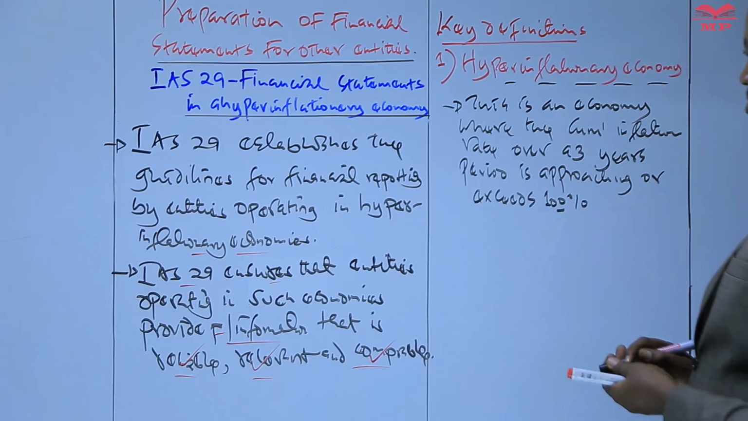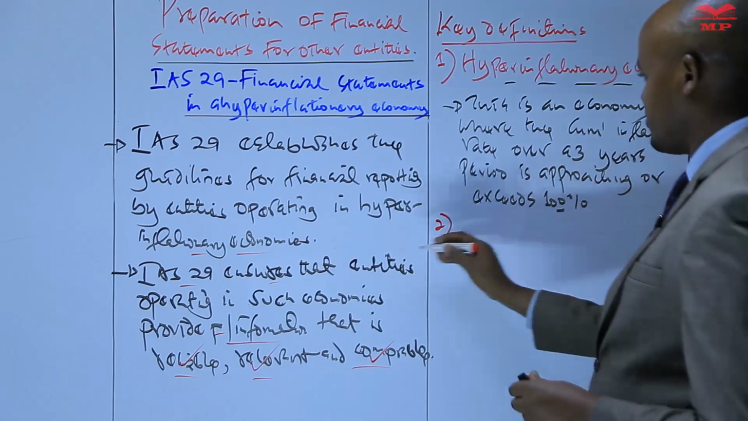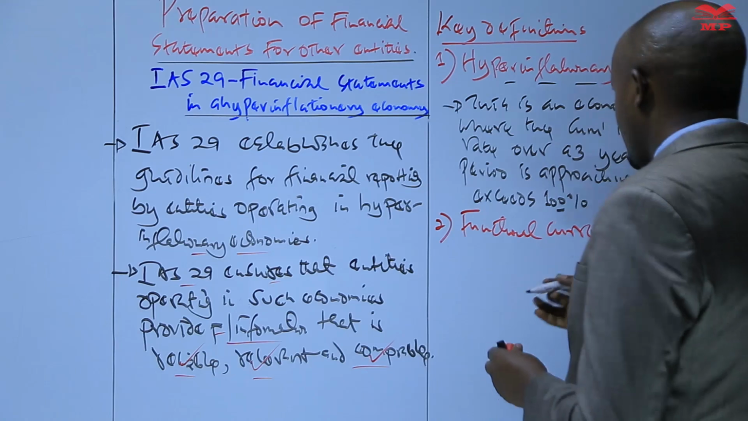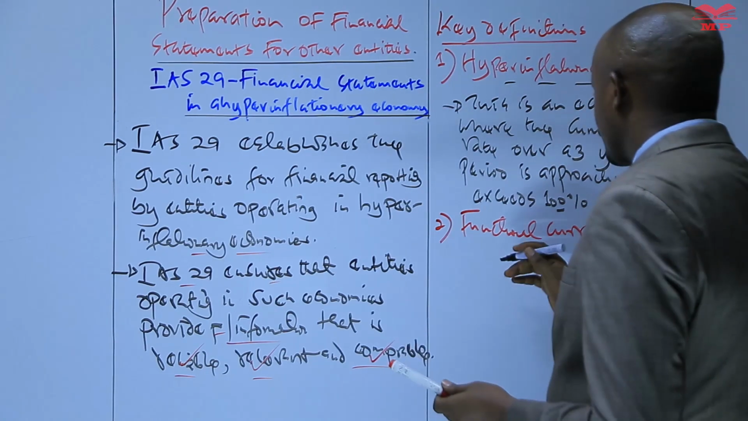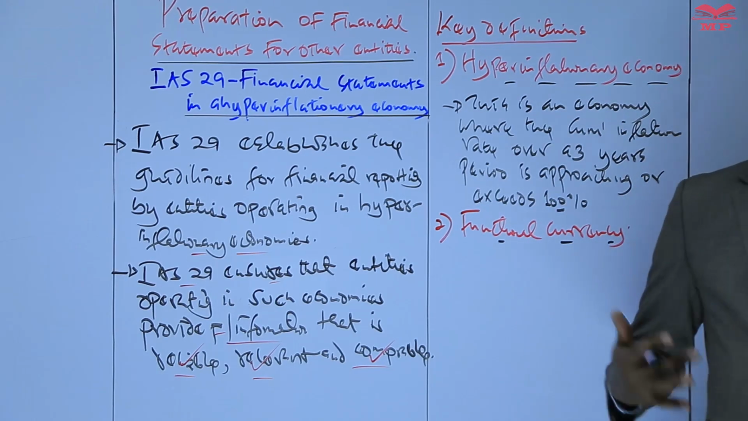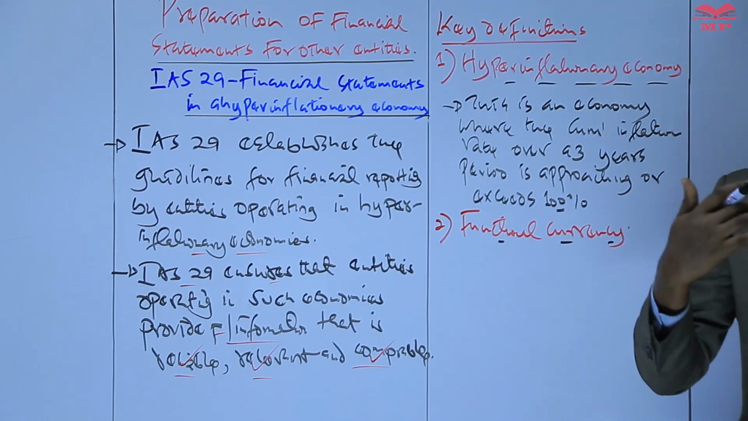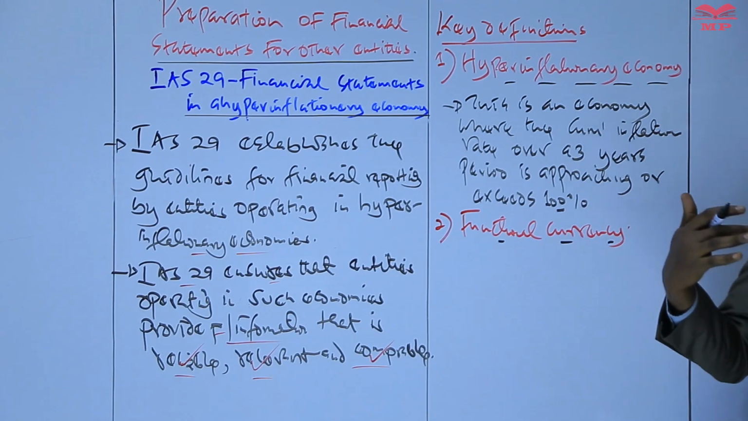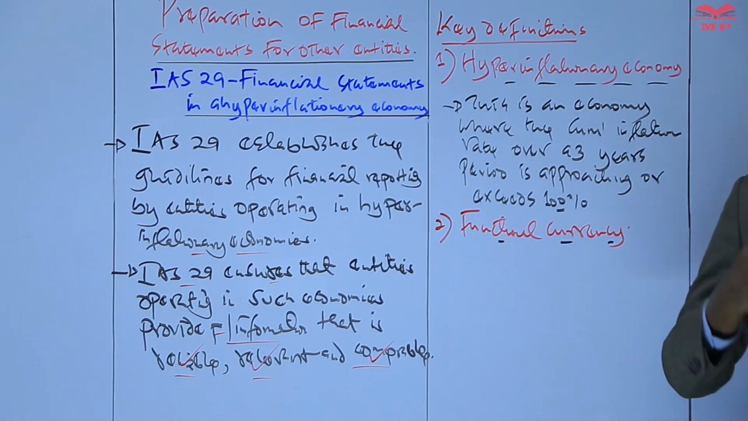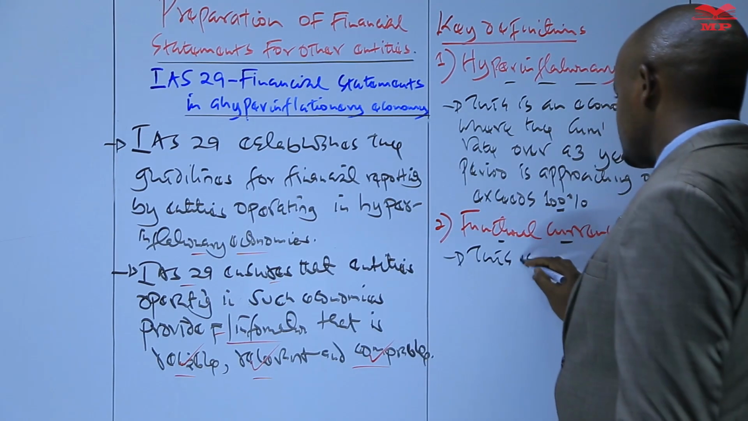The inflation rate over a 3 years period is approaching or exceeds 100%. So the other key term we need to define here, number 2, is something we have mentioned to do with the functional currency. The functional currency, basically, this is the local currency of the country in which an entity conducts its principal business activities. In other terms, we can say that the functional currency is what? Is the currency of the primary economic environment in which the entity does what? Operate.